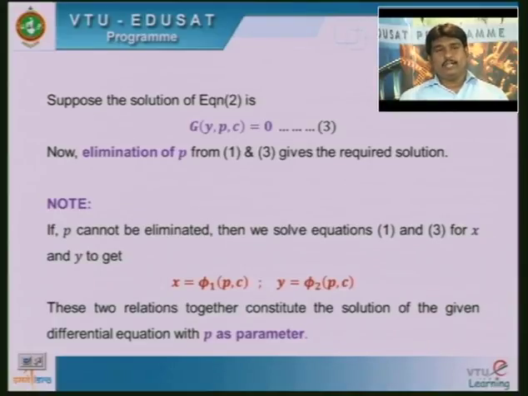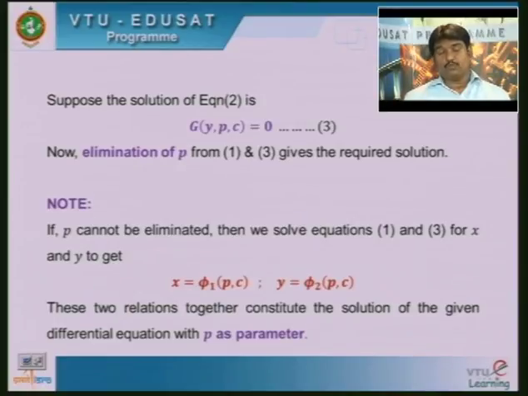So basically you have to eliminate p from the given equation, as well as from the equation obtained after differentiating with respect to y. In many cases p cannot be eliminated easily. So what we do is we express x in terms of p and c, and y in terms of p and c, and then the equations x equals to some function of p and c, y equals to some function of p and c serve as a general solution of the differential equation, which is in parametric form, where p is treated as a parameter. I will explain that through an example.